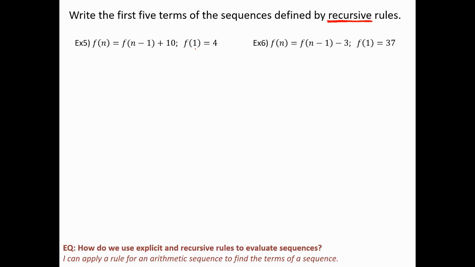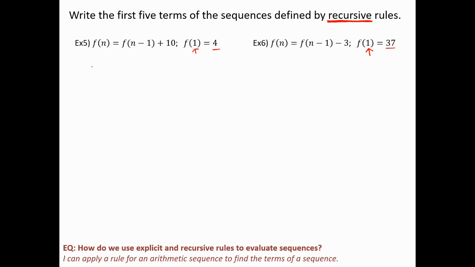So notice this says f of 1. So the first term is 4. And this one says f of 1. The first term is 37. So don't let the notation scare you. It looks a little crazy, but we're just going to go with it. So we already know the first term. So it says find the first 5. We already know the first term is 4.